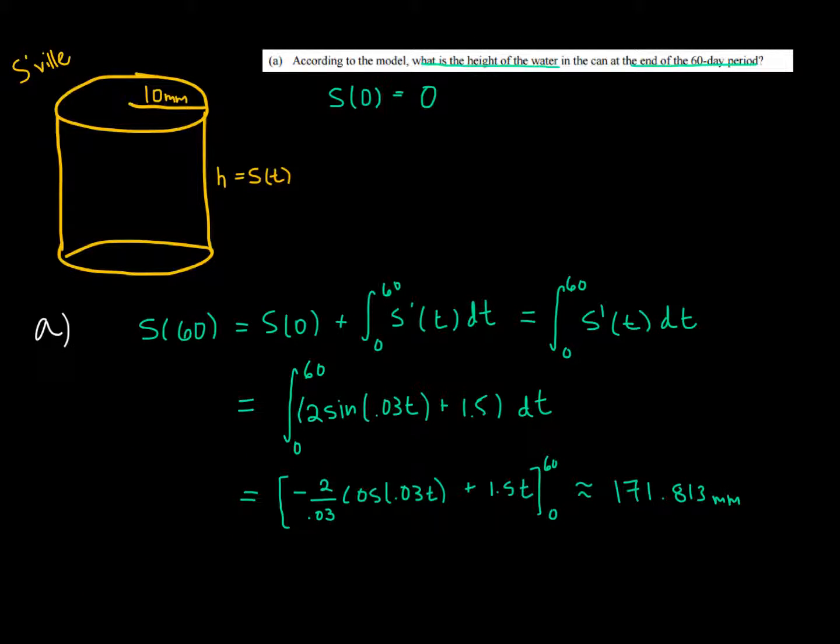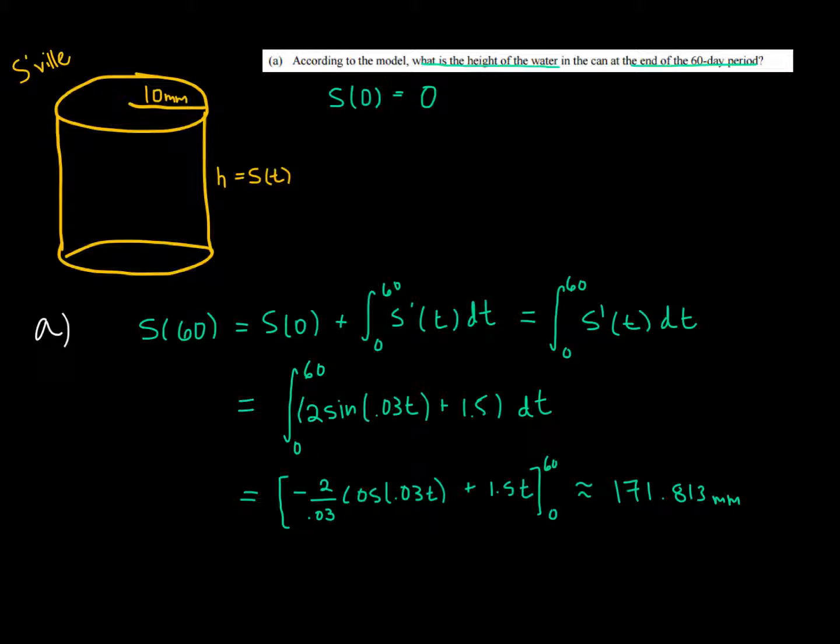All right, part A: according to the model, what is the height of the water in the can at the end of the 60-day period? And so I know there are two contributors to finding s of 60, in other words, the height after 60 days. There is, of course, what the height is at the very beginning, and then there is the change in height between 0 and 60. And you can think of this as being the displacement of the height. How much has the height changed?